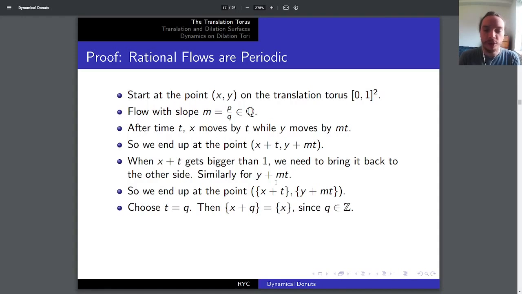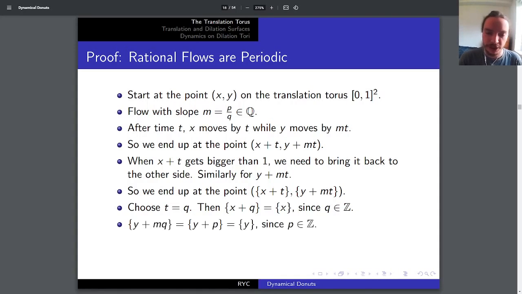And now we want to try to see if we ever come back to the point (x, y). Okay. So let's try time t equals q. So let's see what happens. Well, first of all, how far is x going to move? Well, x is going to move to x plus t, which is equal to x plus q, but q is an integer. So the fractional part of x plus q is just the fractional part of x, because q doesn't change anything that comes after the decimal point.